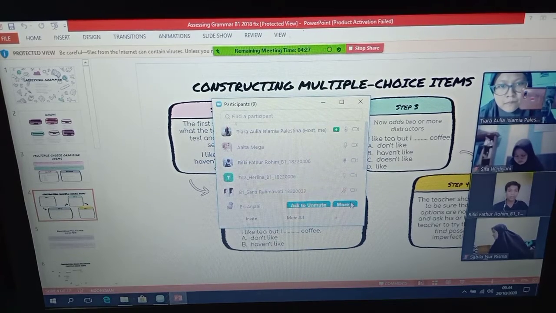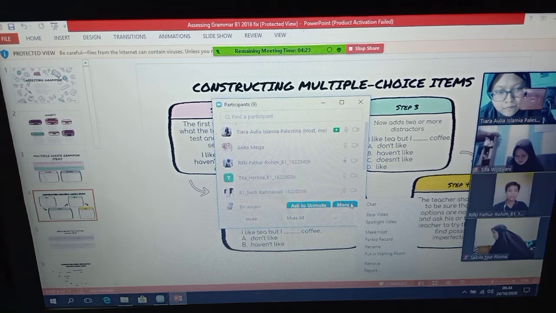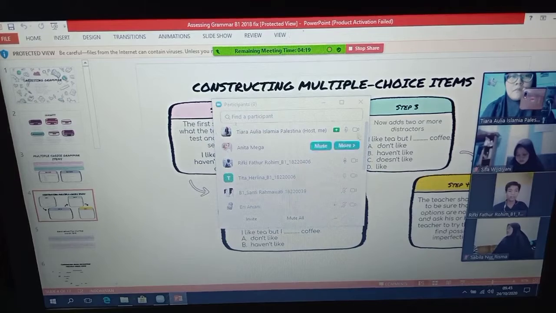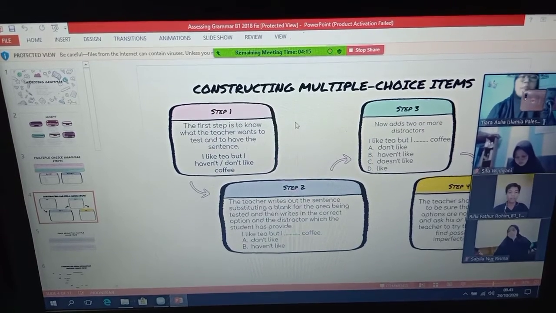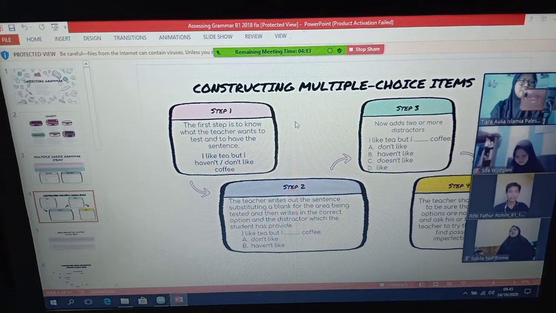The next step is the teacher writes out the sentence substituting a blank for the area being tested and then writes in the correct option and the distractor which the student has provided. Maka yang kedua adalah guru menulis kalimat menggantikan area yang akan diuji dan menuliskan kalimat dalam bentuk pilihan yang benar dan pengganggu yang telah disediakan. For example, I like tea but I blah blah blah coffee. A don't like or B haven't like.